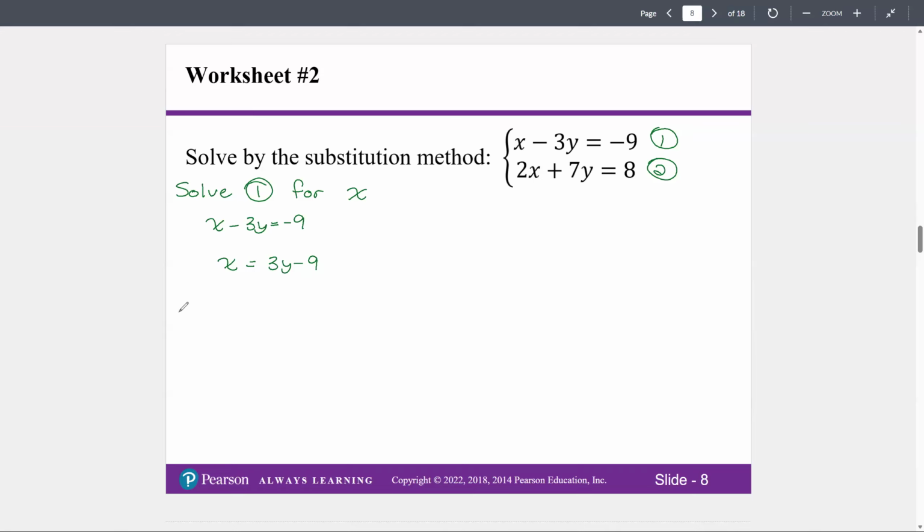So now we're going to substitute. And like I said, I'm going to call this 1 prime because it's still the same equation, just rewritten. So we're going to substitute 1 prime into the other equation, so our 2. So 2 is going to be 2, then we have our x, and we said x is going to be 3y minus 9.